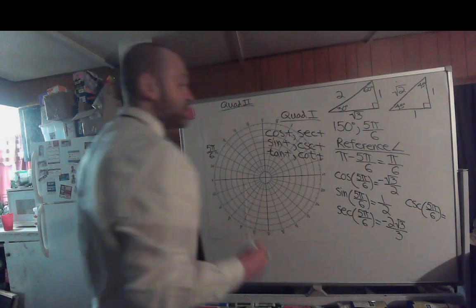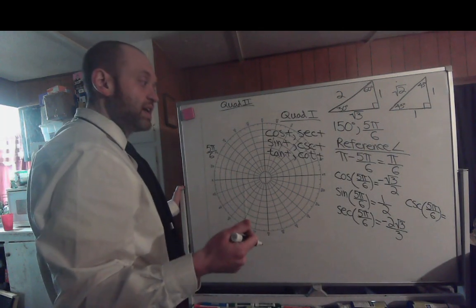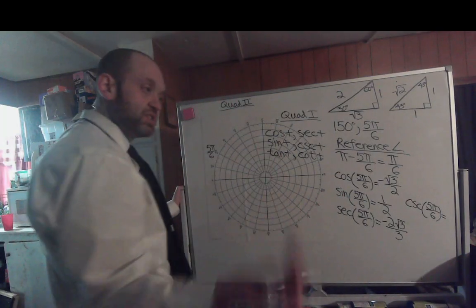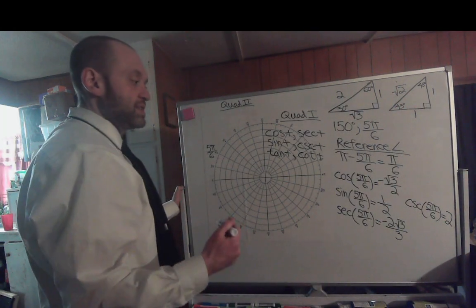Well, cosecant's the reciprocal of sine. If your sine's positive, your cosecant will also be positive. So 1 over 1/2 is 2. So your cosecant is positive 2.